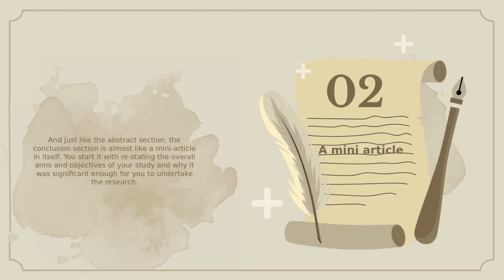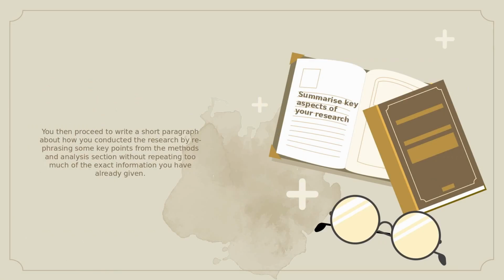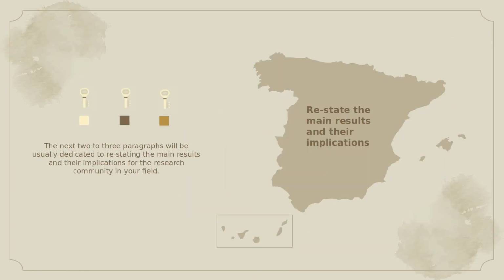And just like the abstract section, the conclusion section is almost like a mini article in itself. You started with restating the overall aims and objectives of your study and why it was significant enough for you to undertake the research. You then proceed to write a short paragraph about how you conducted the research by rephrasing some key points from the method and analysis section without repeating too much of the exact information you have already given. The next 2 to 3 paragraphs will be usually dedicated to restating the main results and their implication for the research community in your field.